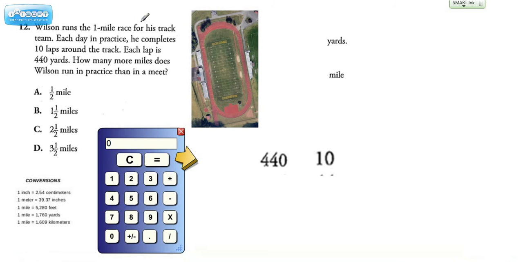Wilson runs the 1-mile race for his track team. Each day in practice he completes 10 laps around the track. Each lap is 440 yards. How many more miles does Wilson run in practice than in a meet?